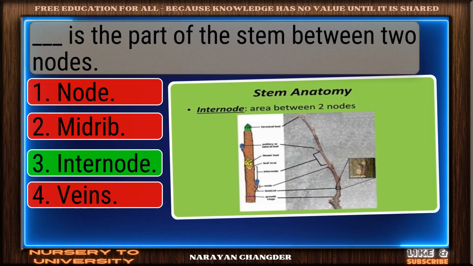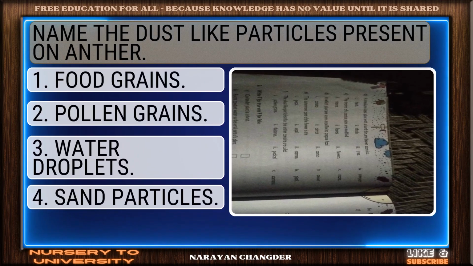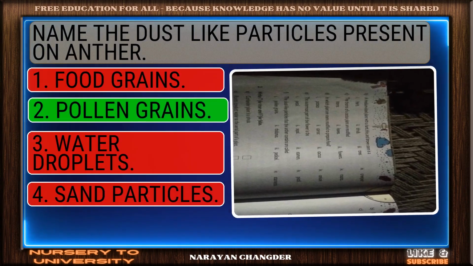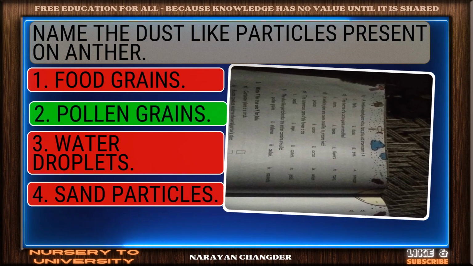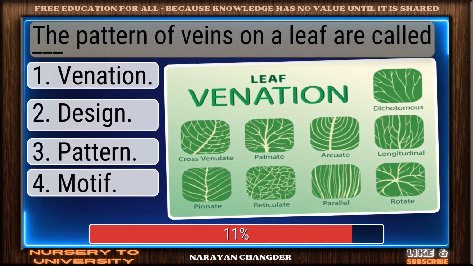Correct. Internode is the right answer. Name the dust-like particles present on anther. Exactly. Pollen grains make sense, and it is right choice. The pattern of veins on a leaf are called dash.